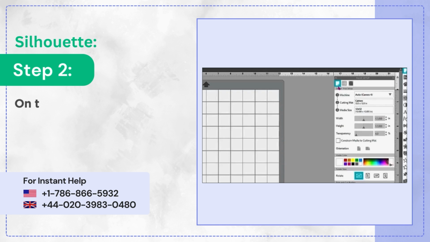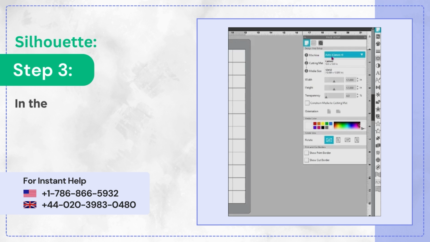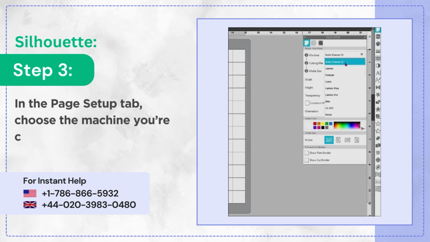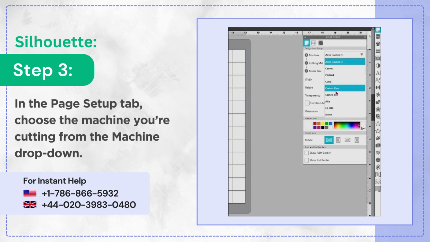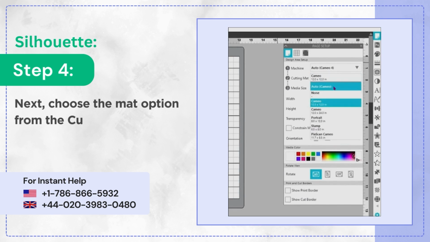Step 2, on the top of the Page Setup there are three tabs: Page Setup, Grid Settings and Registration Marks. Step 3, in the Page Setup tab choose the machine you're cutting from the machine drop-down. Step 4, next choose the mat option from the cutting mat drop-down.